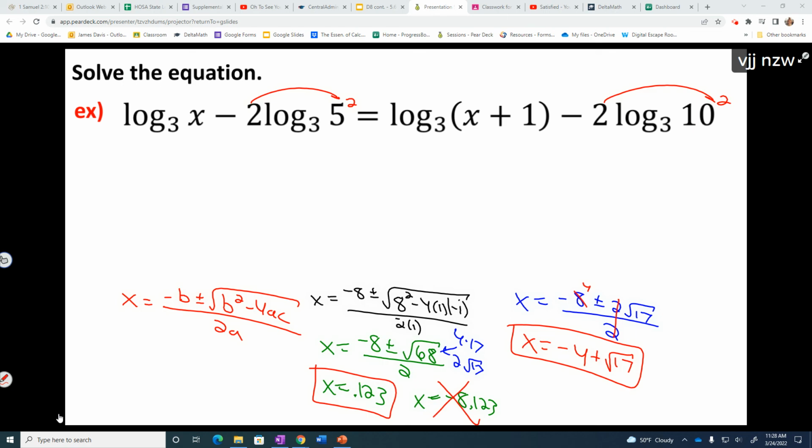Now you don't have to take the negative with it. You can leave the negative there. It just means subtraction. So we got log 3. And then subtraction means division, so it's going to be x over 5 squared, or just 25, right? So this term over this term. Okay, equals log 3, and then this goes away. This is just 100, right? X plus 1.